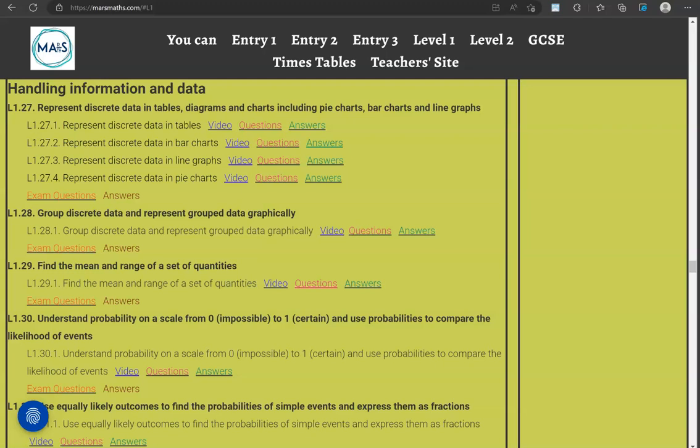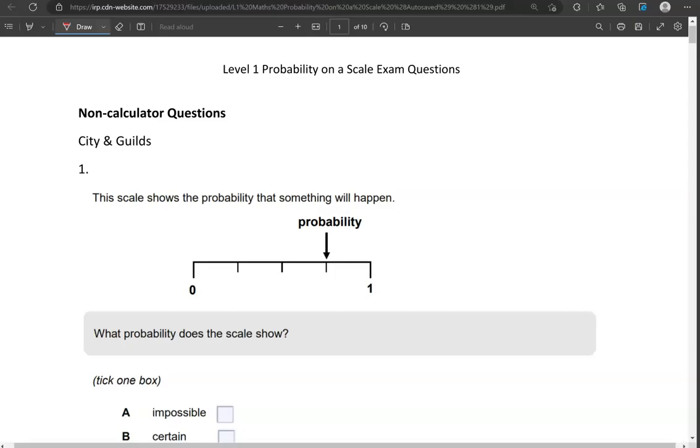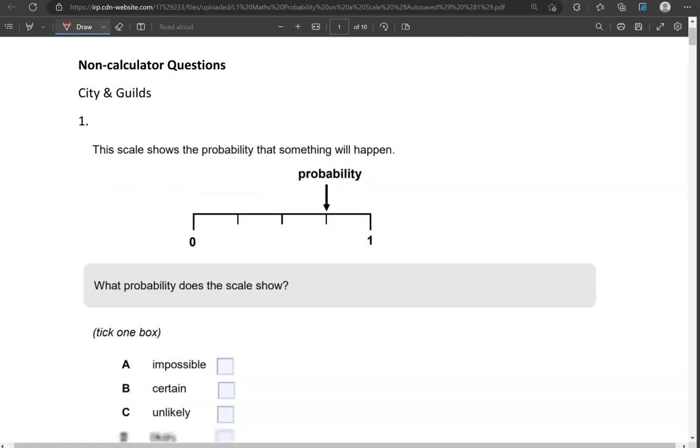In this video, we'll go through exam questions that cover the criteria: understand the probability on a scale from 0 to 1, and use probabilities to compare the likelihood of events. You can locate the questions on the mathsmaths.com website under Level 1. The questions come from different exam boards. We'll start with the non-calculated questions, and then we'll move to the calculated questions. Here is the first one.